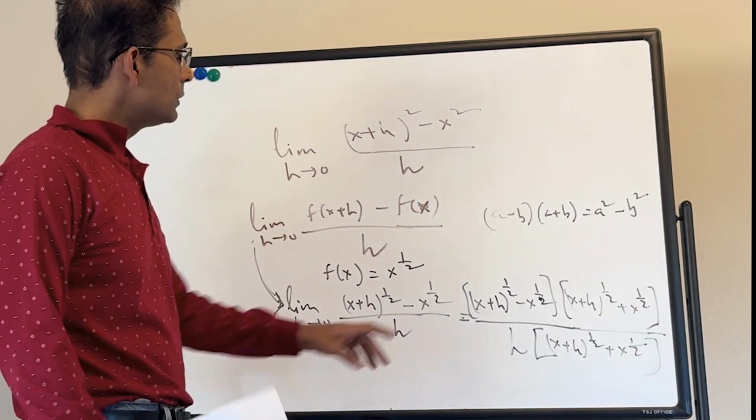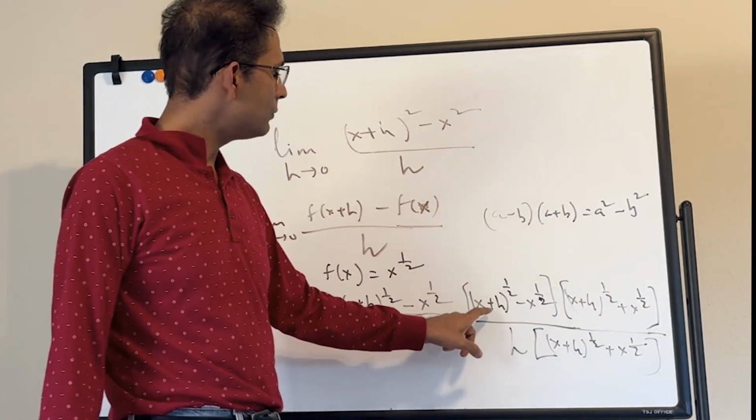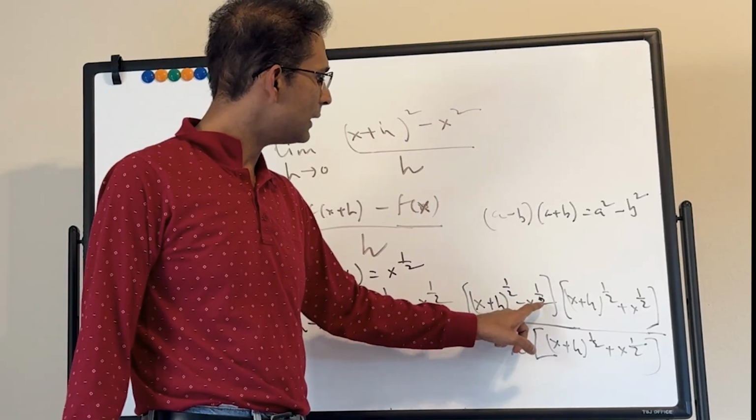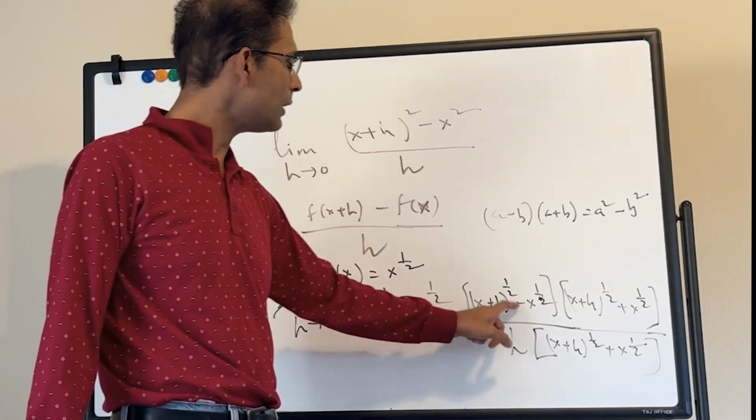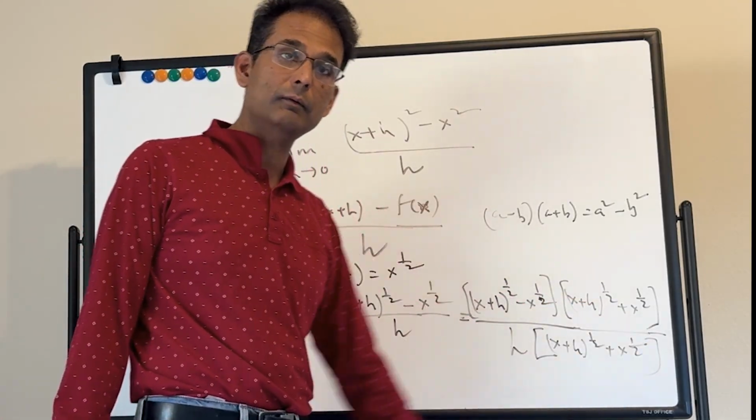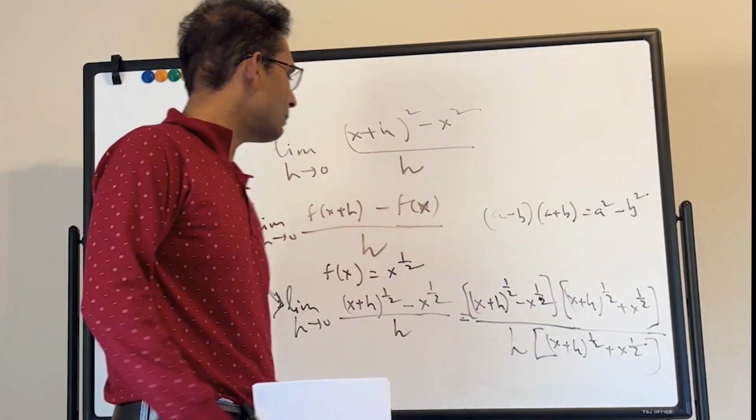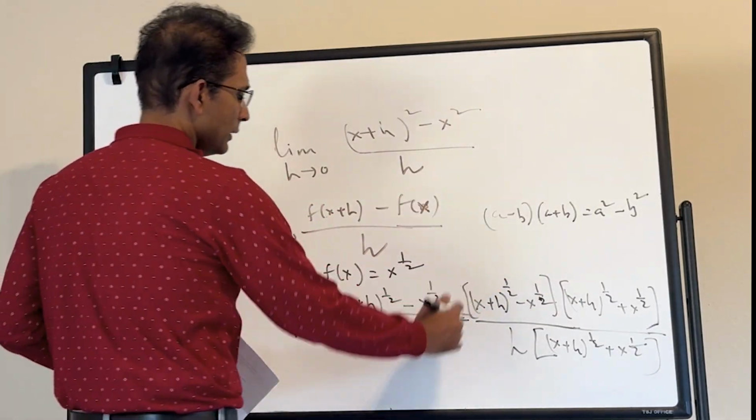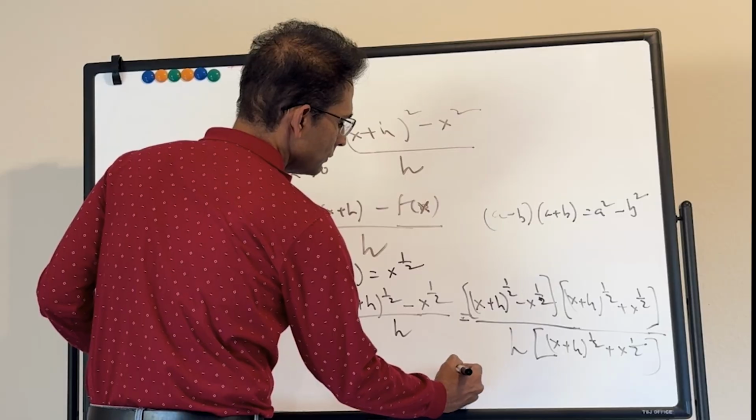Okay, so the numerator: if you think of this whole thing as a and this as b, you have a minus b and this is a plus b, right? And we can use this formula. If you do that, then what do you get in the numerator? So I'll write it here, equal to, okay?